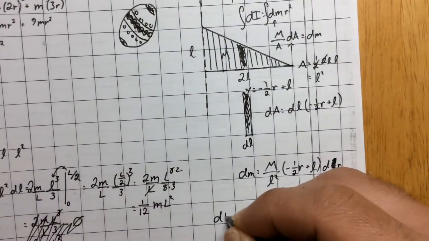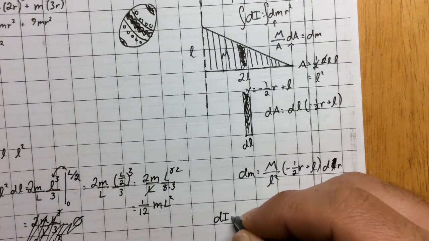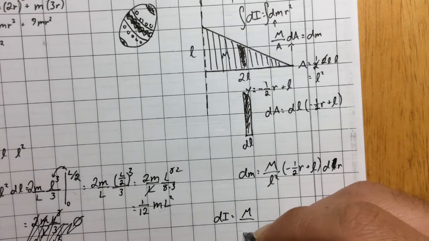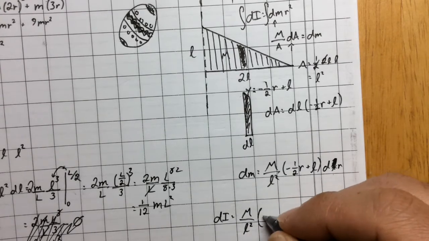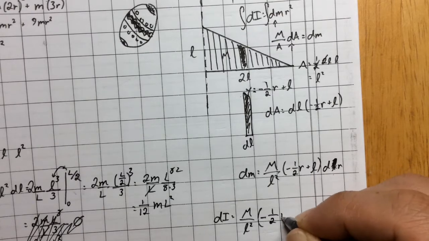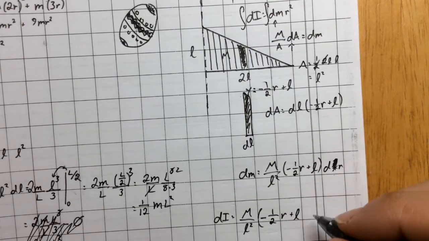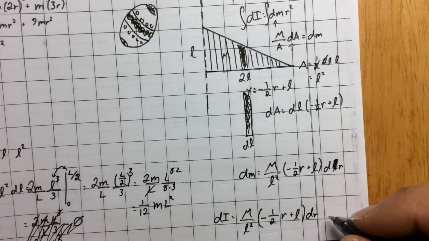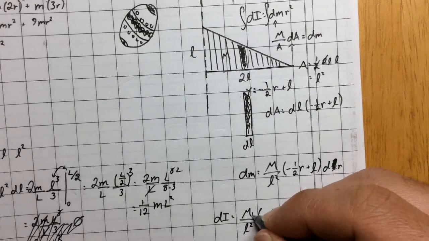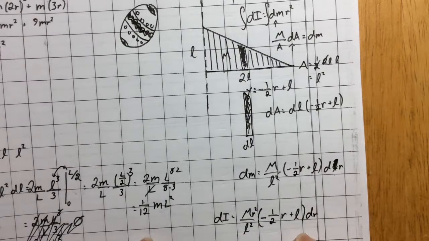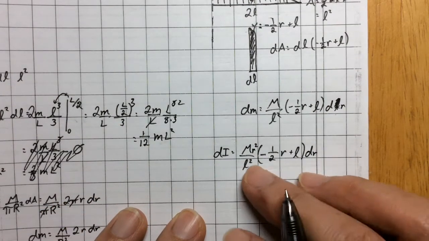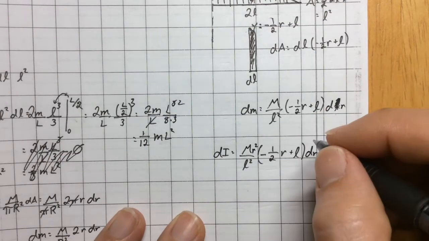So, dm, all this. Half R plus L. My dog wants to go outside. dr. And there's another R here, so we'll put it over here, R squared. Now we're just doing algebra, I think. Well, a little bit of calculus left.